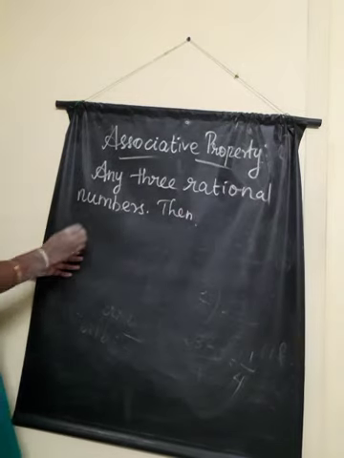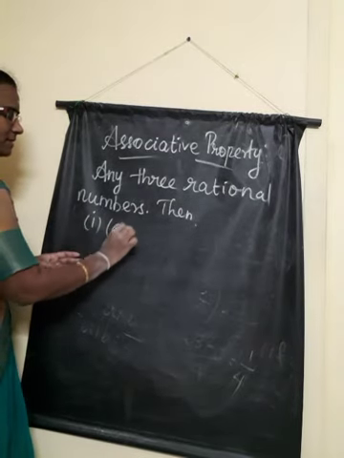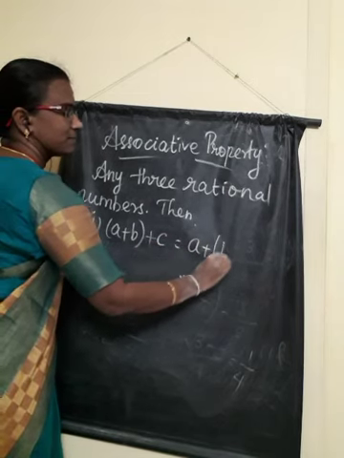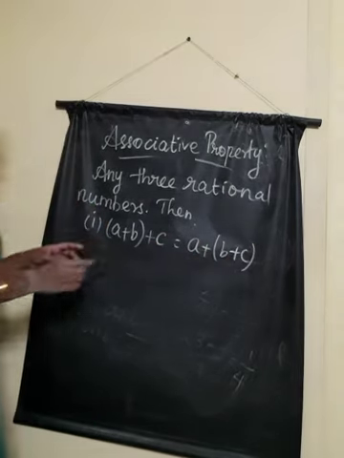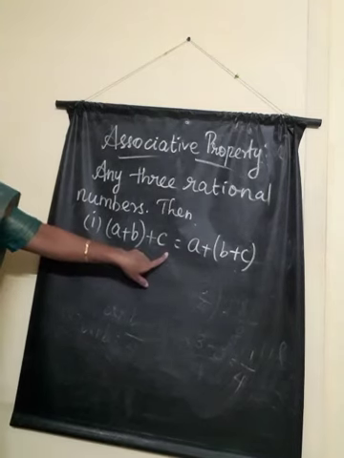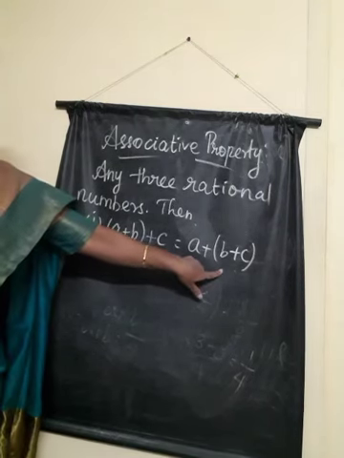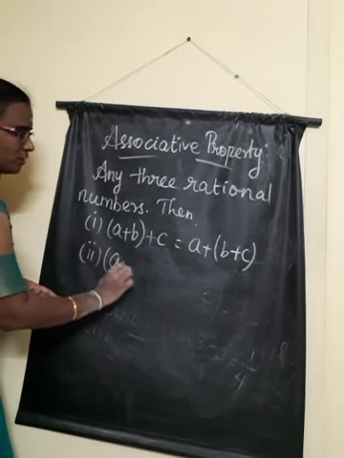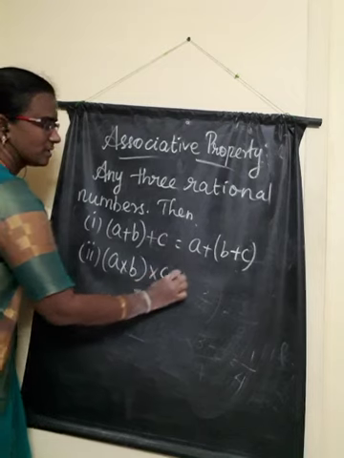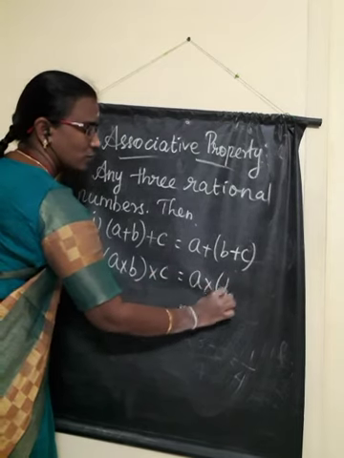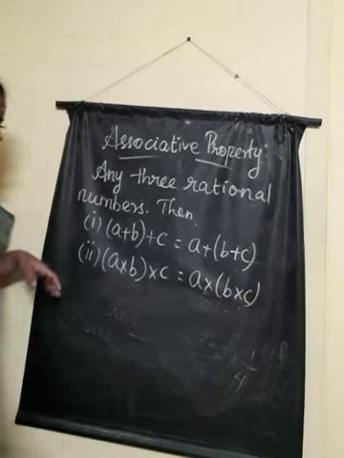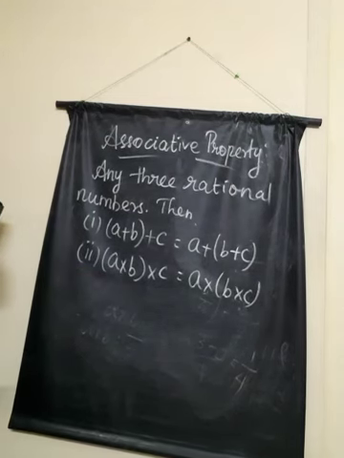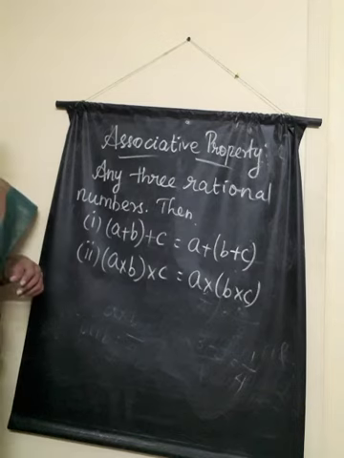Okay, the first condition is A plus B plus C is equal to A plus B plus C. The second condition is A into B into C is equal to A into B into C.